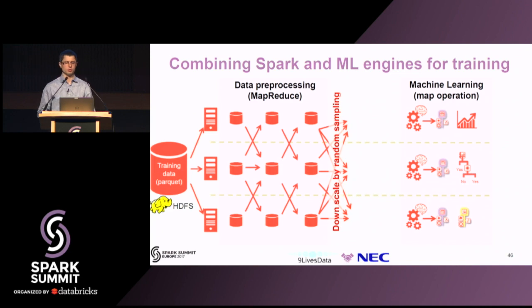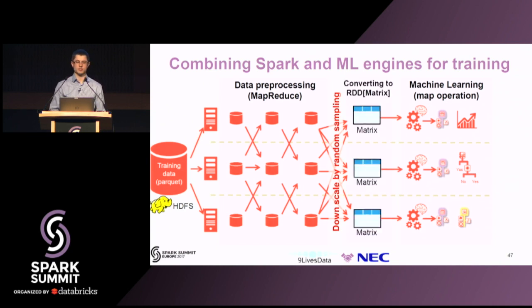What we do, so first we downscale our input initial data by random sampling just to get smaller data sets. And the second thing we do is converting data in the initial format into the format that is readable and acceptable by this native machine learning engine. So we convert it into some matrix. So as a result, actually we get RDD of matrices, dense matrices.